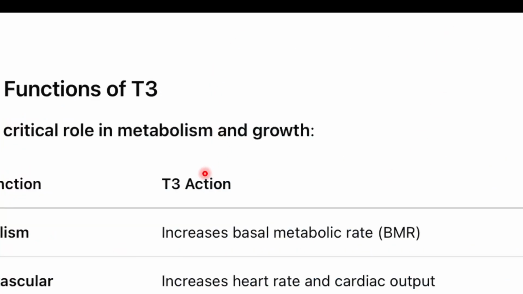Now this is a summary list of all the main functions of T3. Metabolism, it increases the basal metabolic rate. It increases heart rate and cardiac output. Essential for brain development, especially in infants, and supports muscle tone and bone growth. For gene expression, it regulates many genes involved in energy usage and metabolism, and promotes heat production from the body.